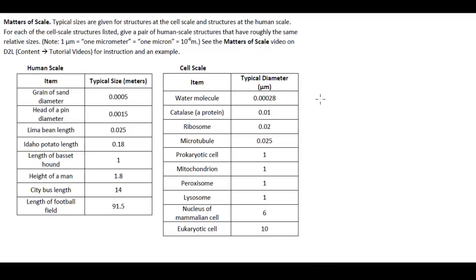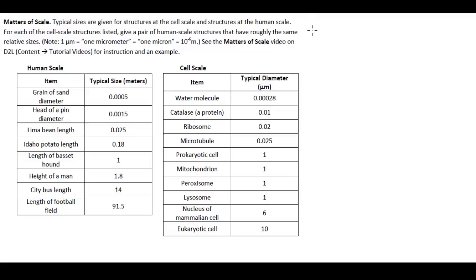What I've asked you to do in this exercise is to take a couple of things at the cell scale and find a couple of things at the human scale that are about the same relative size. It doesn't need to be exact. I just want you to get a sense for how big a water molecule is compared to a cell.